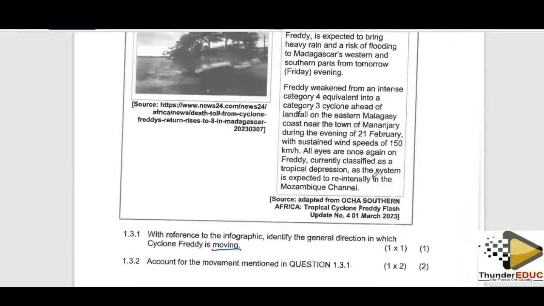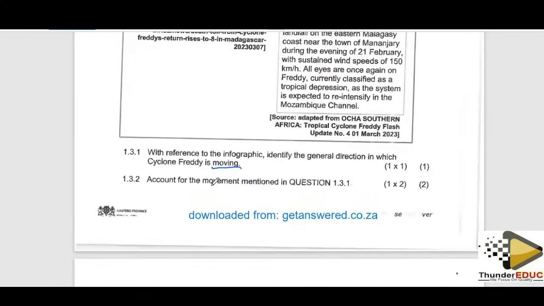Therefore, our answer is going to be: it is moving from east to west. Or sometimes you can as well say moving to the westerly direction.